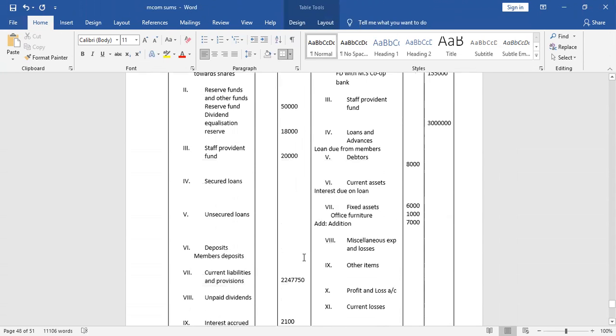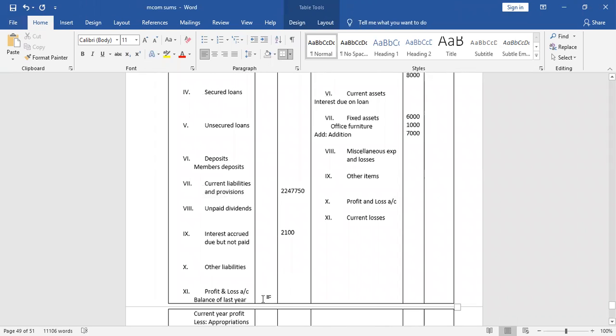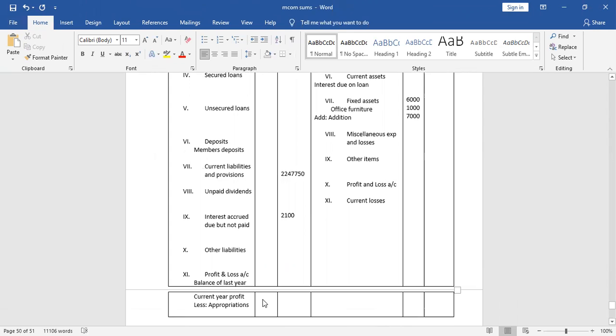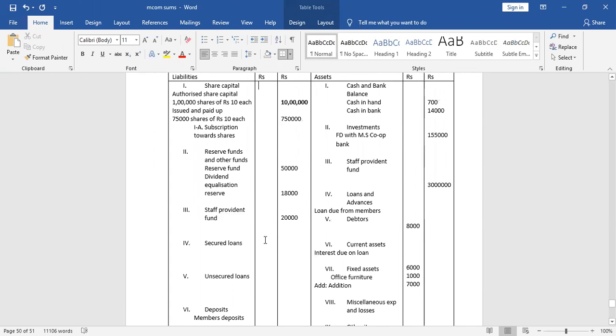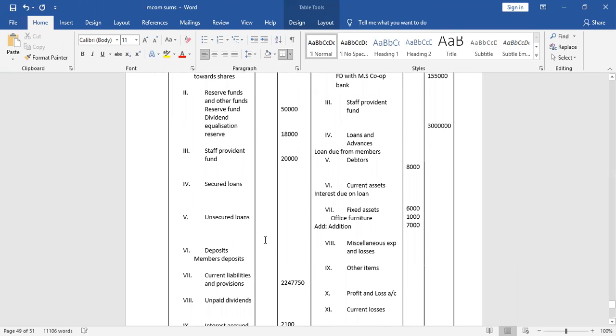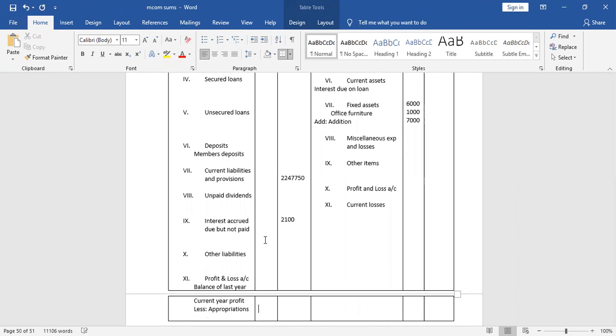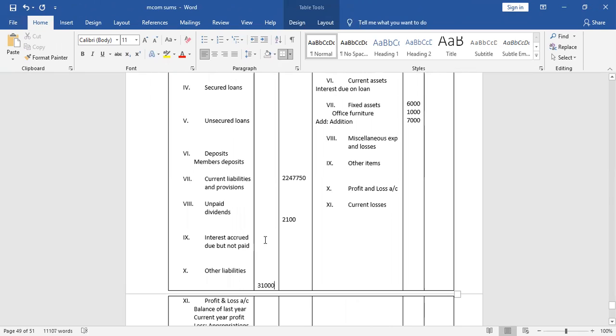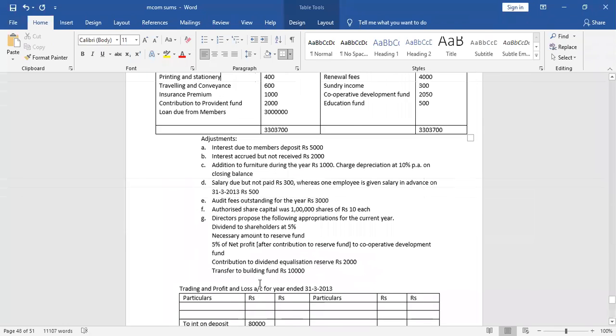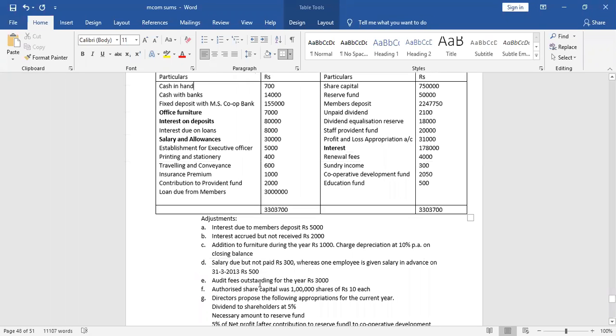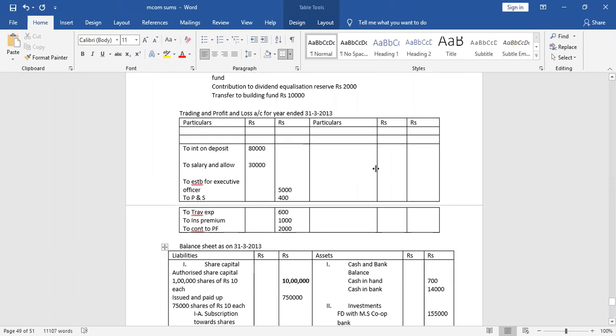The last we have the opening balance. So balance of last year 31,000, and we will add the current year profit and we will get the final amount. After this, what we have? Interest received, income. Interest received by interest. How much is it by interest? Is there an adjustment? 1,78,000.